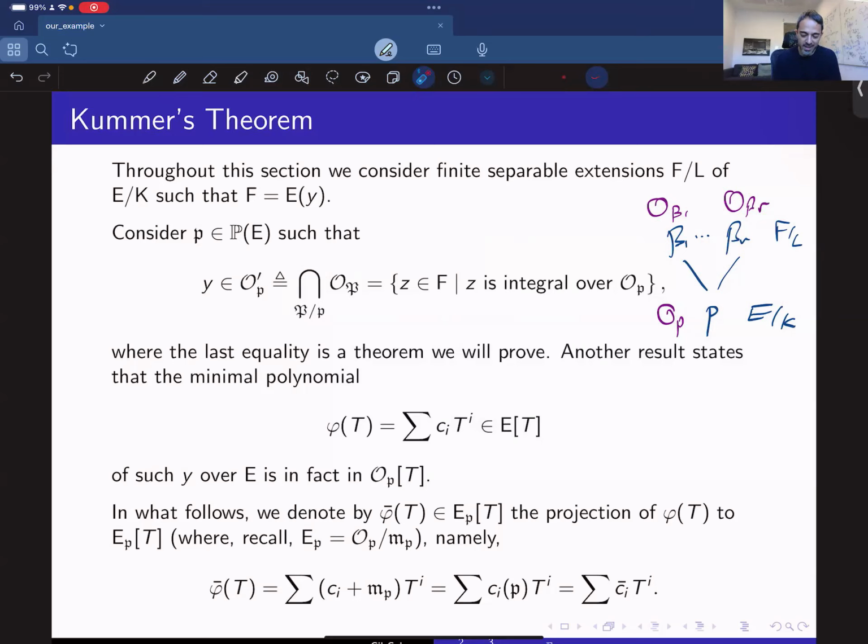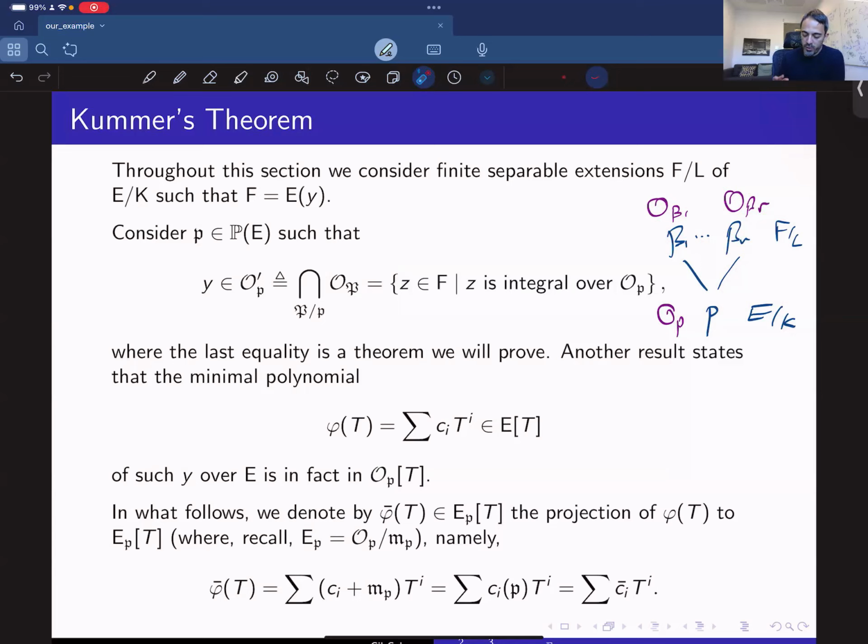Okay, so again, we start with a prime divisor below, a prime divisor of U over K that we want to study, how it splits or how it behaves in F over L. And we are searching for Y that, first of all, is contained in this new ring that we are talking about, and secondly, together with E, generates the entire function field F. Another result states that in that case, where Y is in OP prime, the minimal polynomial of Y over E, usually with coefficients in E, is in fact with coefficients in OP. That's not unrelated to this equality.